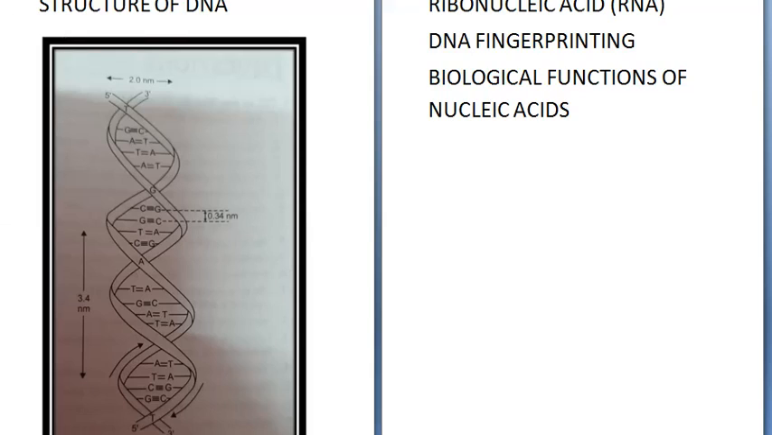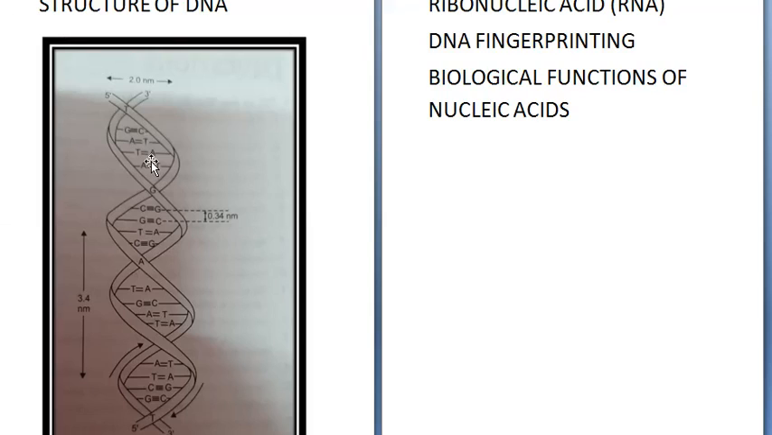Like see, if G is here, then it will pair only with C. A will pair with T. Okay. Only possible pairings in DNA are between G and C. So between G and C there is a triple bond. And between A and T there is a double bond. So there are two hydrogen bonds between A and T and three hydrogen bonds between G and C in DNA.